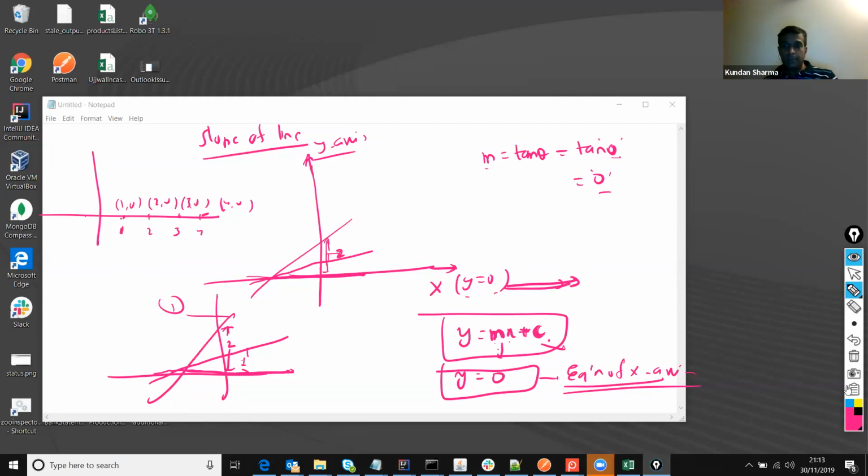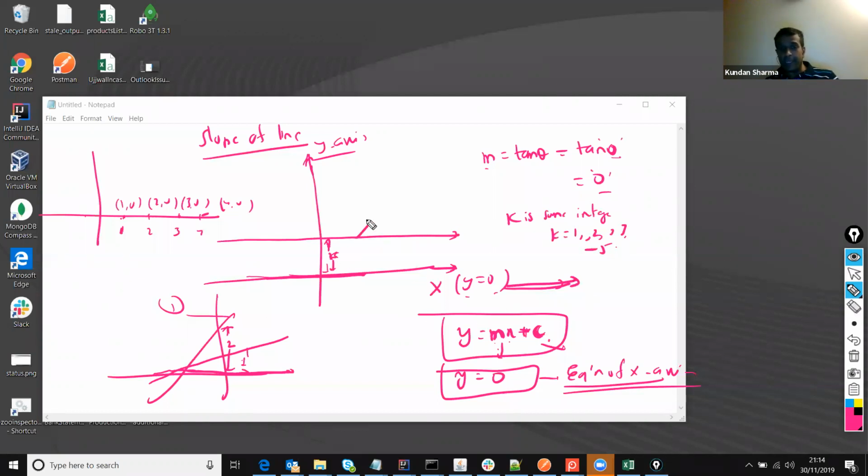Now one important point. Let's say I am trying to find the equation of a line which is parallel to the x-axis, right? So this is the line, parallel to the x-axis, and let's say this distance is k, where k is some integer. It could be 1, 2, 3, or it could be -5. It could be anything. So now what is going to be the equation?